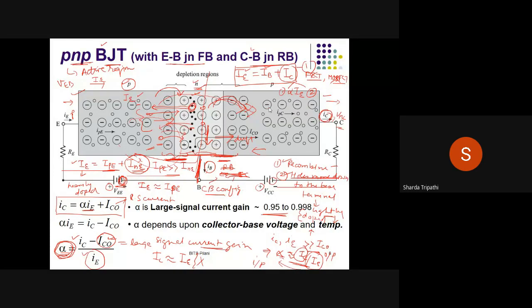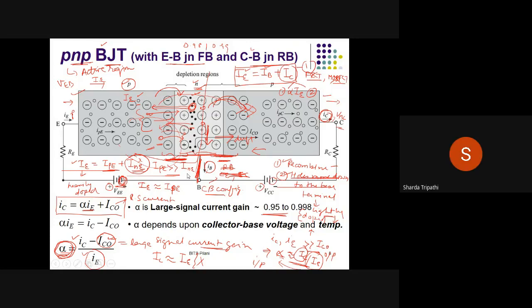So most of the current that starts from the emitter region reaches the collector region. That's why, what is alpha? Alpha is actually the fraction of emitter current which is reaching the collector current. So that is very, very high. Typically, it is around 0.98 to 0.99. That's why I have approximated this to be equal to 1. So IB is negligible. Yeah, IB is always negligible.